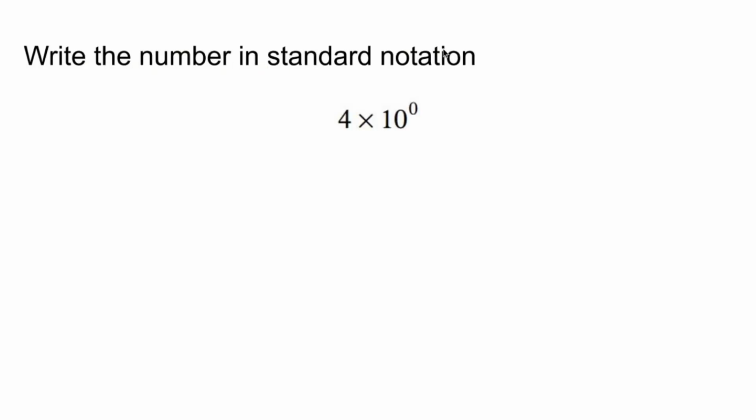Write the number in standard notation. Whenever you're taking a number in scientific notation and writing it out in standard notation, you take that number and you just write it out. You put a decimal where the decimal is supposed to be, and you move it depending on how many places it tells you to move it in that exponent. Well, that's a 0. So where are we going to move our decimal? Nowhere. So this just becomes 4. Now this should make sense. Anything to the 0th power is 1, so 4 times 1 is 4.